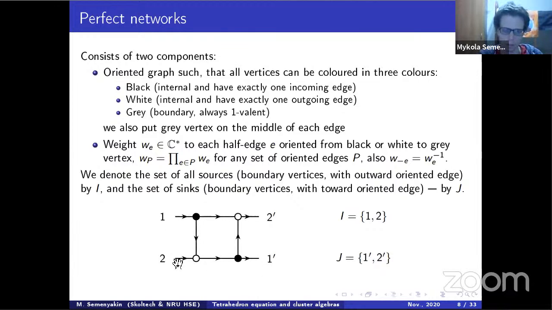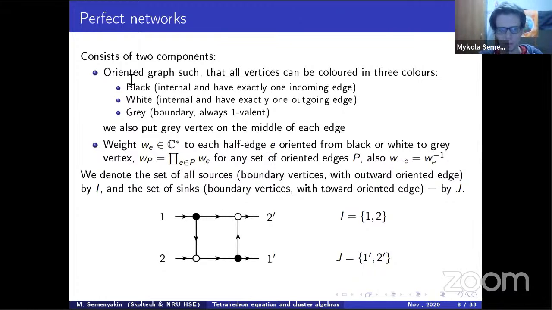Like external edges or half edges can be ingoing and outgoing, and we call ingoing edges sources and outgoing edges sinks.